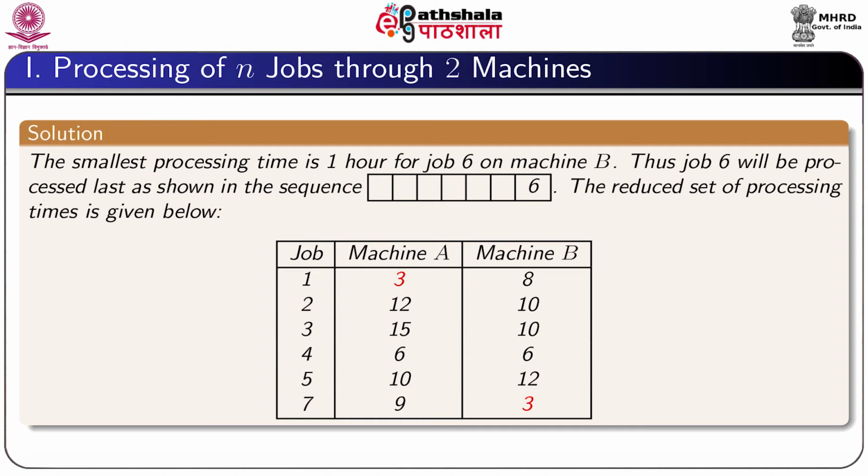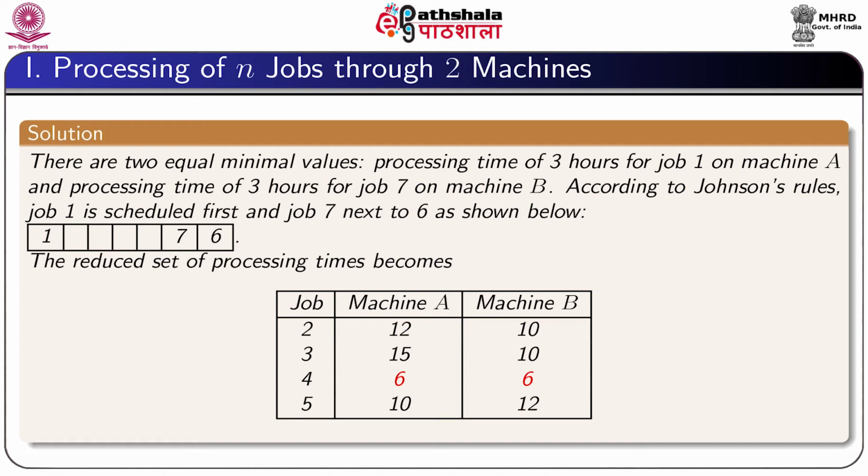Now we have only 6 jobs. We have already eliminated job 6 from this table, and then we look for the minimum processing time, which is 3, and the minimum processing time 3 corresponds to job 1 on machine A as well as job 7 on machine B. So, according to Johnson's rule, job 1 is to be scheduled first and job 7 should be scheduled next to 6.